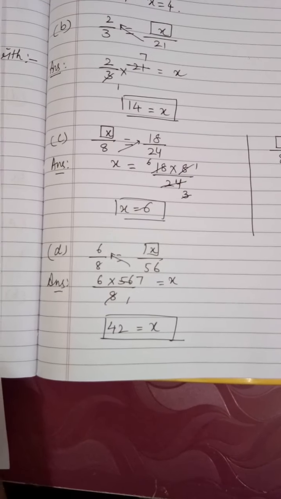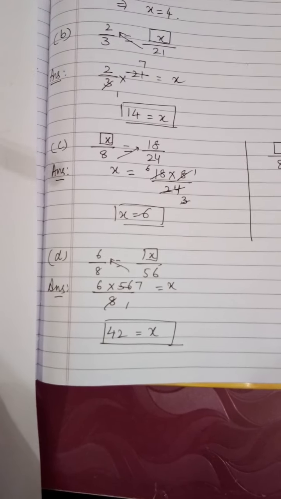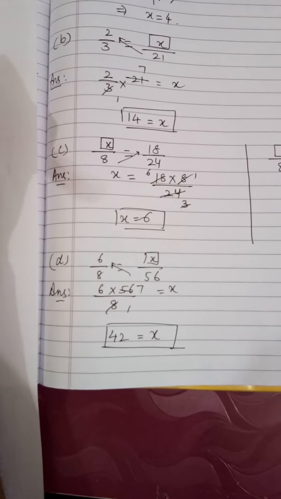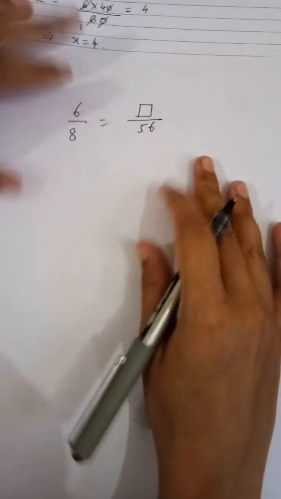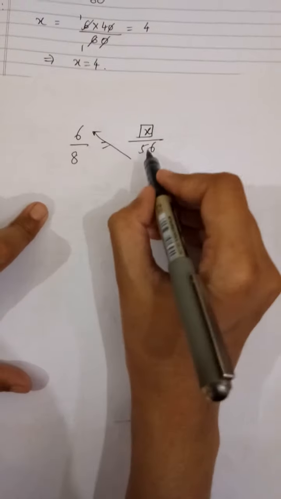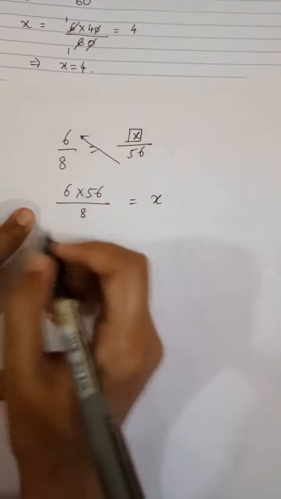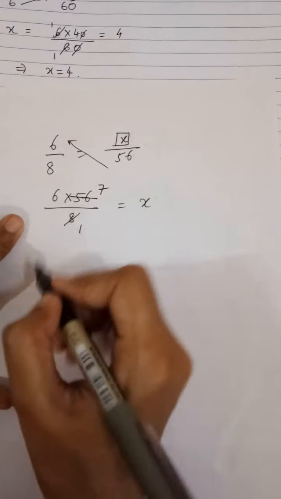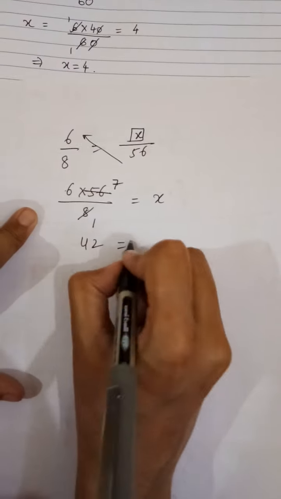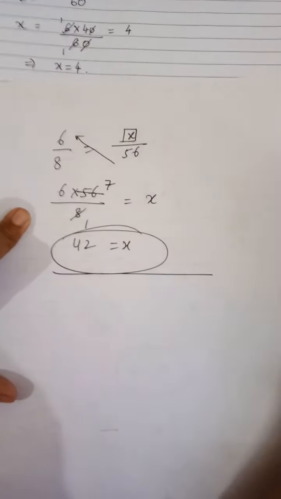Now let us do the D part. Now D part is 6 upon 8 equals to blank upon 56. Right? Now since this blank is there, we don't know the value, so I am going to take it as x. 56 will go up, then it will become 6 into 56 upon 8 equals to x. 8 1s are 8, 8 7s are 56. What is 7 6s? 42. That is equals to x, and that is your answer.